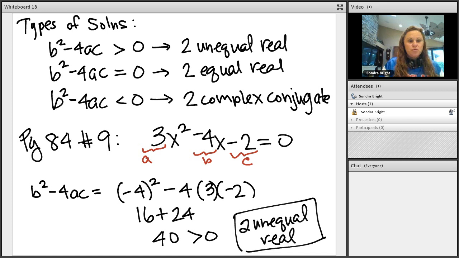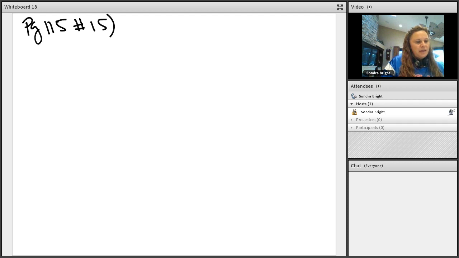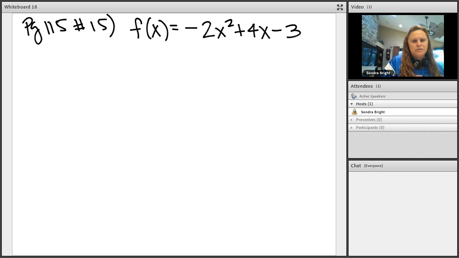The other thing we're going to have you do is graph quadratic functions. So let's do page 115, number 15. They want you to graph and find all kinds of info: -2x squared plus 4x minus 3. We're going to graph it, find the axis of symmetry, find the vertex, and find the x-intercepts and y-intercepts.